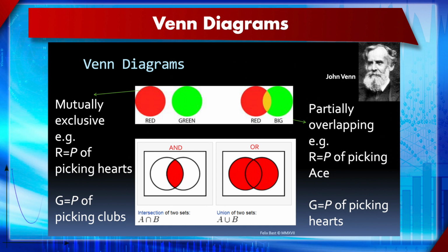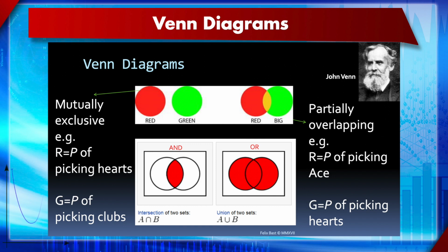Here, on the top left side, you can see the red and green have absolutely no overlap. This kind of set is known as a mutually exclusive set. One example would be the probability of picking a heart, which is the red, while the green is the probability of picking a club. As you see, there is not a single card in a standard 52-card deck that is both a heart and a club. The card is either a heart or a club.